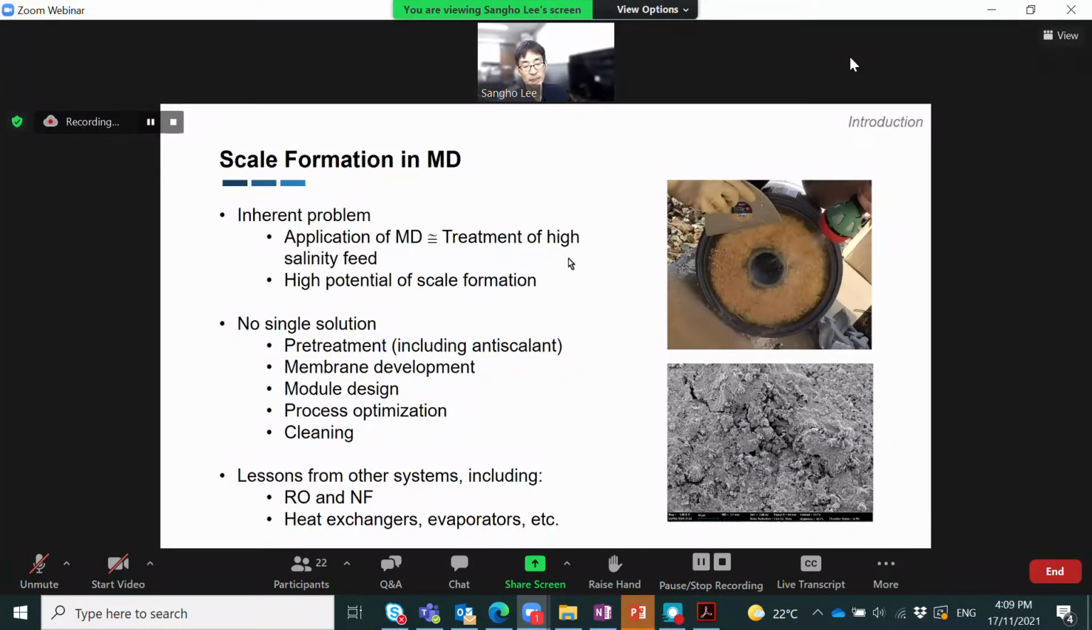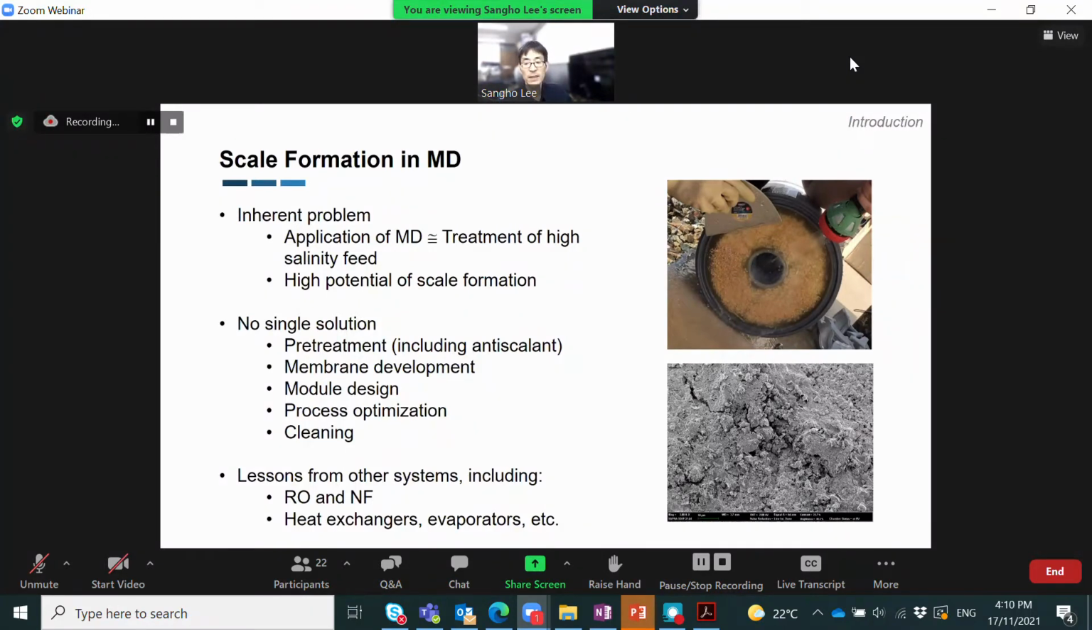So let's talk about scale formation in membrane distillation. This is an inherent problem because when we consider membrane distillation, we need to treat feed solution with high salinity. That kind of feed solution has very high potential for scale formation. So that's why scale formation is very common in many membrane distillation systems.